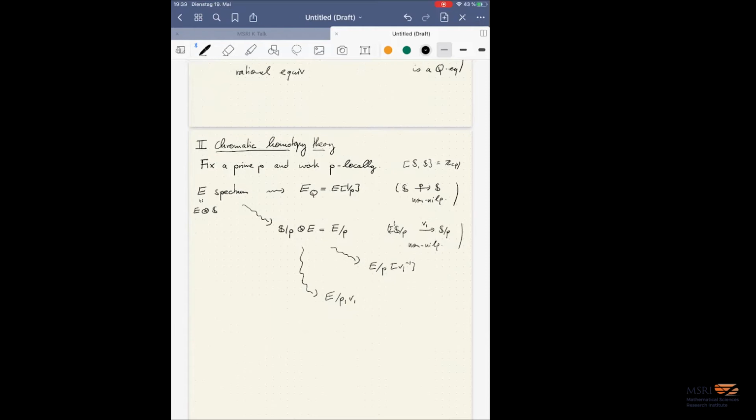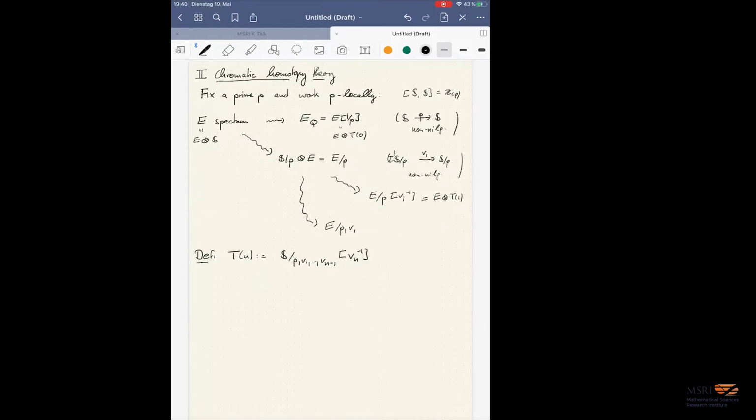So let me take a definition. Then we define Tn as the sphere spectrum mod P mod V1 to V(n minus 1), and then invert Vn. So in this language, this would be E tensor T1, and this would be E tensor T0 here. Okay.